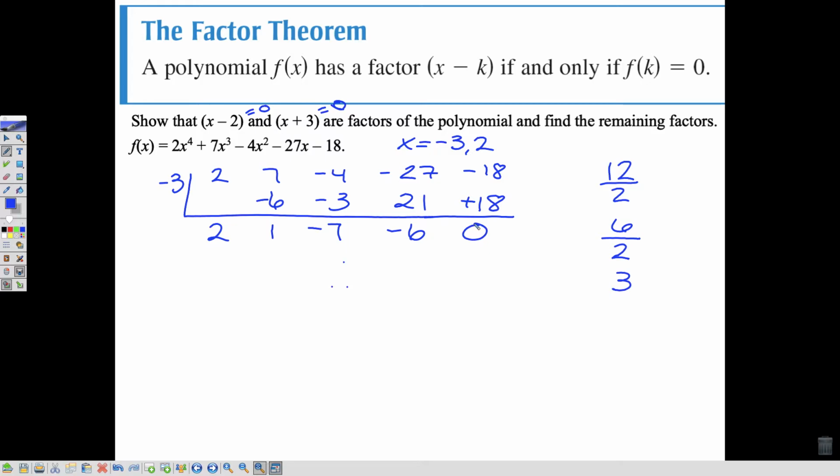Okay, so that would be an x-intercept. Did we show that was a factor? Yes. A factor is an x-intercept, yes? So now we're going to do this again. This was x to the 4th, the 2. This 2 is x to the what? Third. When we do it again, we're going to have x to the second.